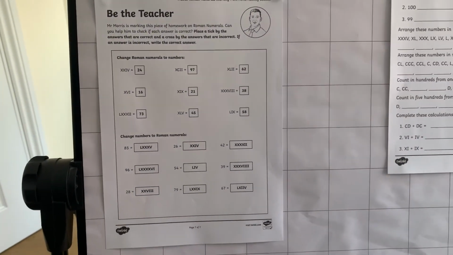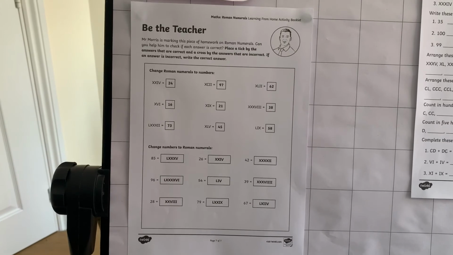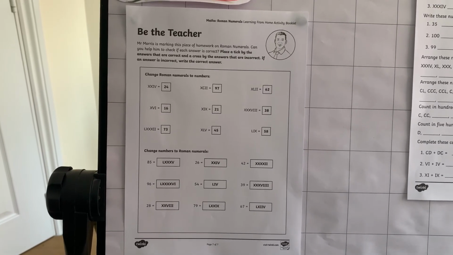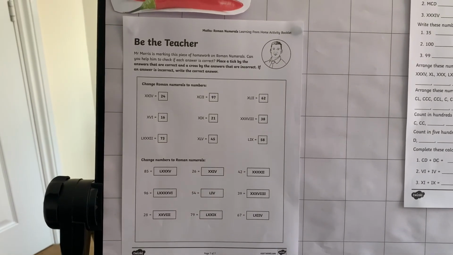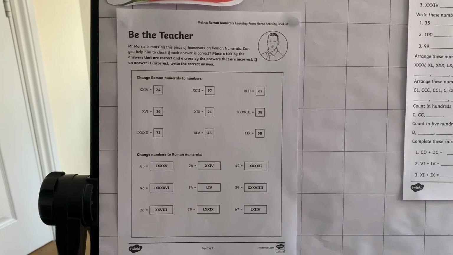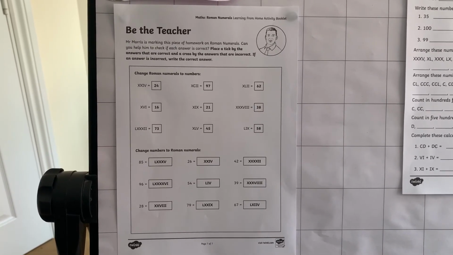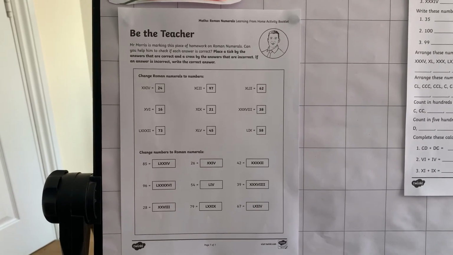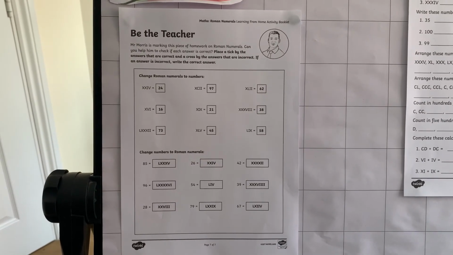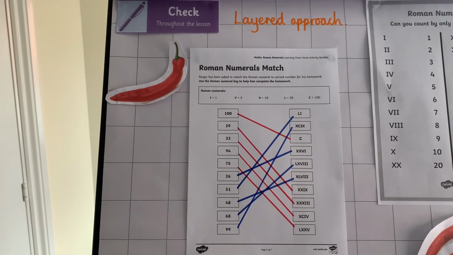And the third activity for today is be the teacher. Can you see which ones are correct? So put a tick next to the ones that are correct and a cross next to the ones that are incorrect. See if you can see where they've gone wrong. You need to remember those rules that I taught you earlier. So when you're ready for Chile 3, pause the video and have a go. Good luck, guys. How did you get on?